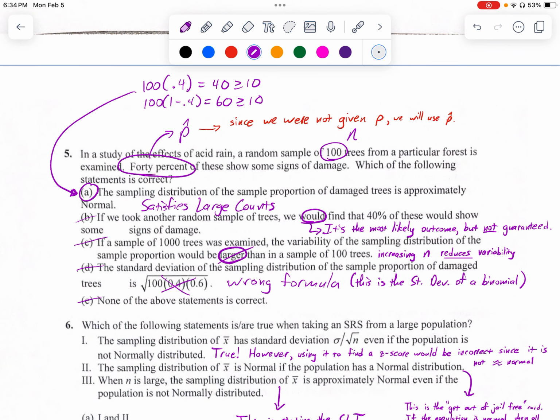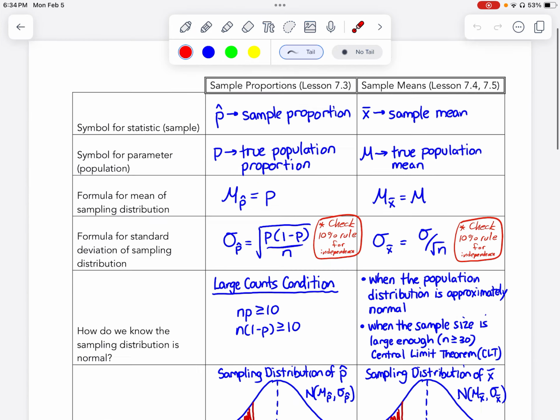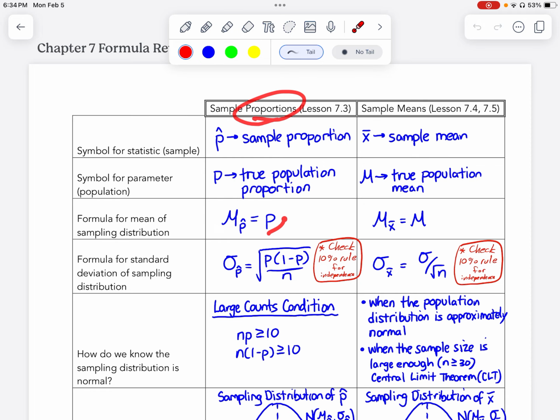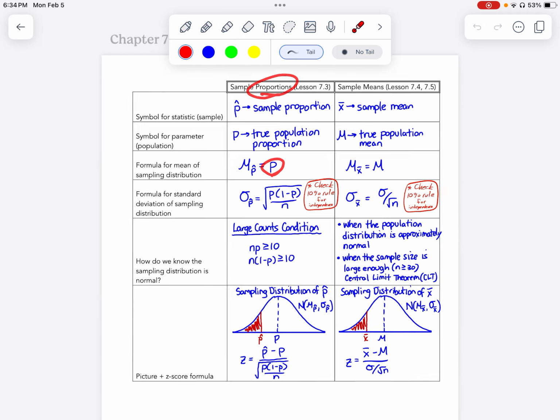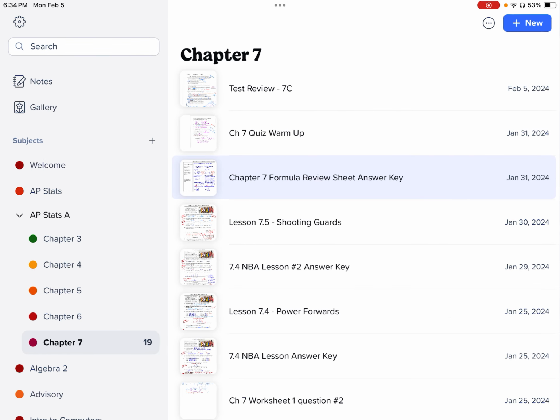Number 5, studying the effects of acid rain on trees to see what percent showed damage. So immediately on my cheat sheet, I'm like, oh, it said proportion or percent. So everything for this question, you should be looking here on the left column.